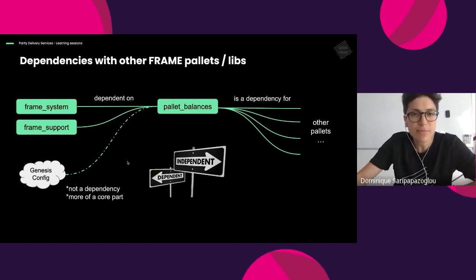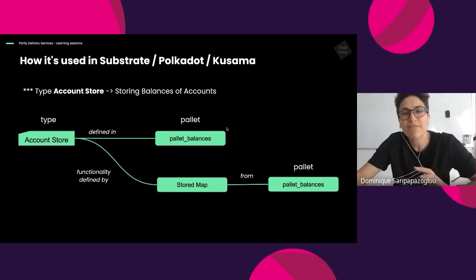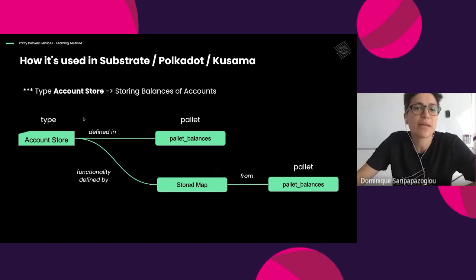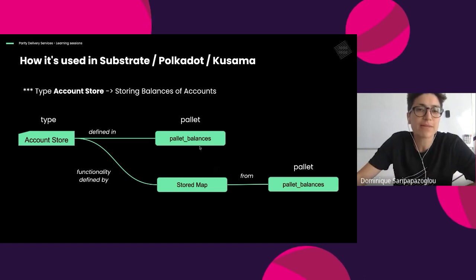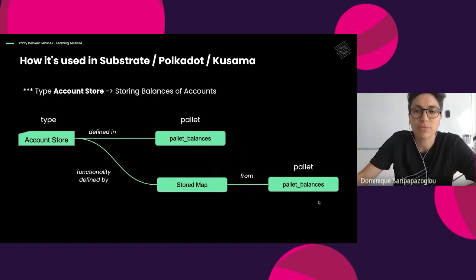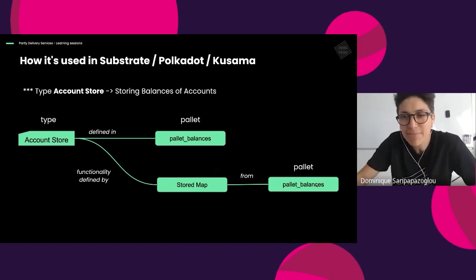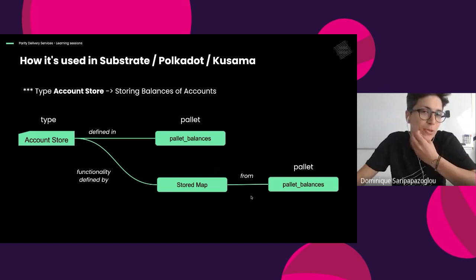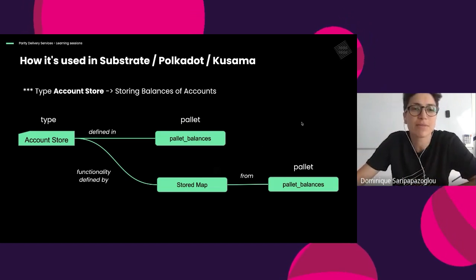The first thing I mentioned is that the balances pallet doesn't have many dependencies, but it has one with the frame system, and it's very important. It's related to the account store, which is defined in the balances pallet, but its functionality is found in StoredMap. Okay, in the last pallet, StoredMap is in frame system, so this is an error. So this is one very important dependency that the pallet has.